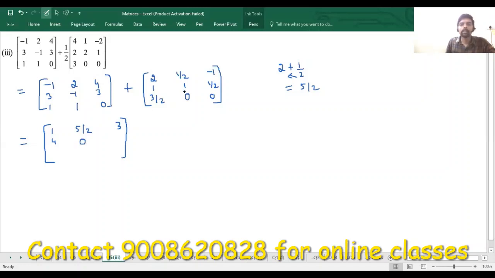Then 3 plus half. I want each and every one of you to respond to this question. 3 plus 1 by 2. Yes, that is 7 by 2. Cross multiply this. 2 into 3, 6 plus 1 divided by 2. 6 plus 1 by 2 is 7 by 2. How come it is 7 by 5? Vinod, see, denominator is 2, correct? You should write the same denominator.